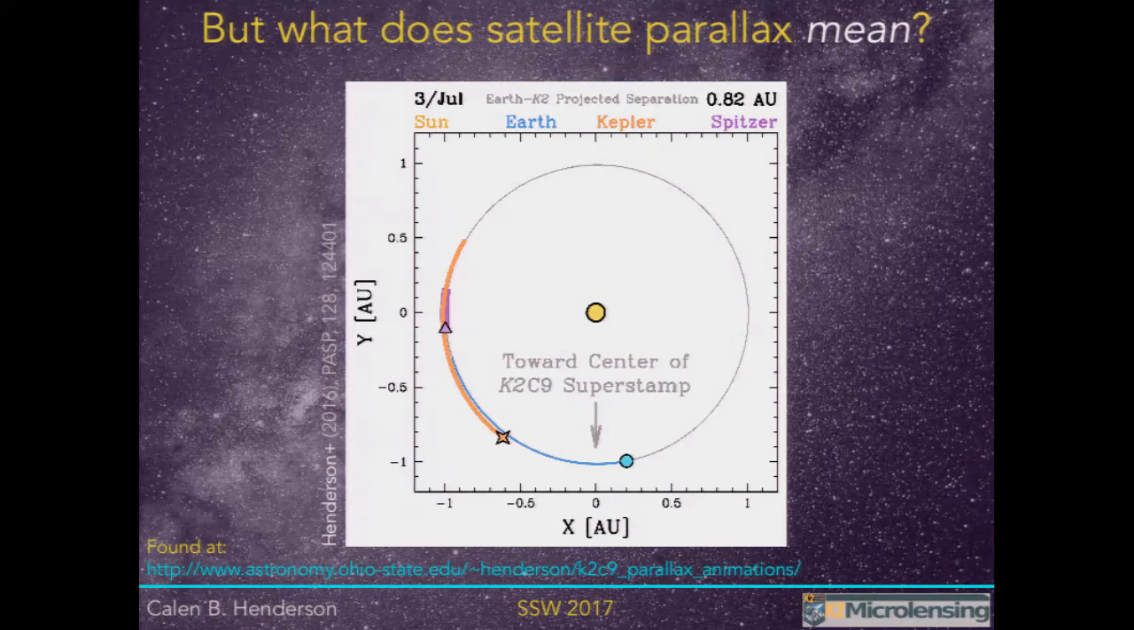So both Kepler and Spitzer are in an Earth-trailing solar orbit. In general, the projected separation between Spitzer and the Earth is a little bit larger than that of Kepler's, but it's of order the same magnitude, this sweet spot that Jen was talking about earlier.